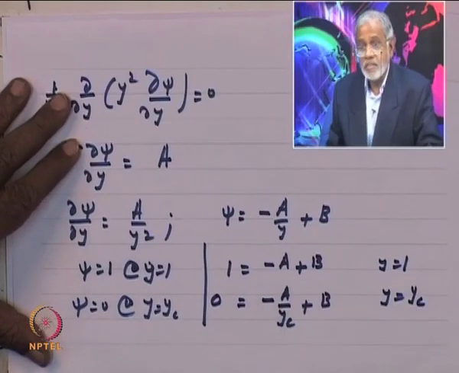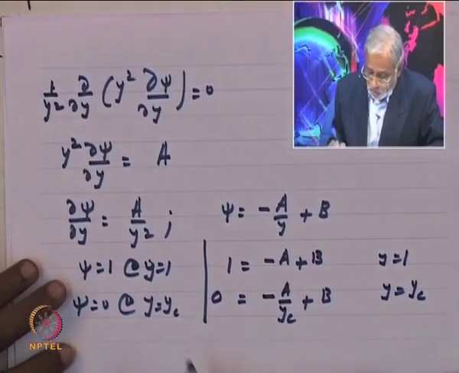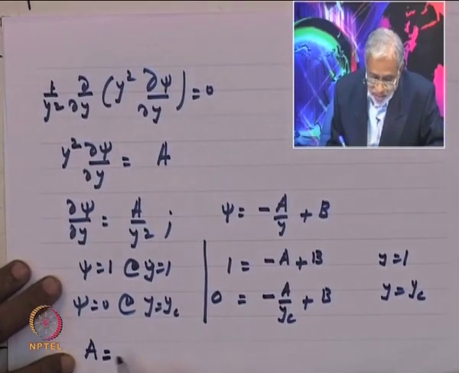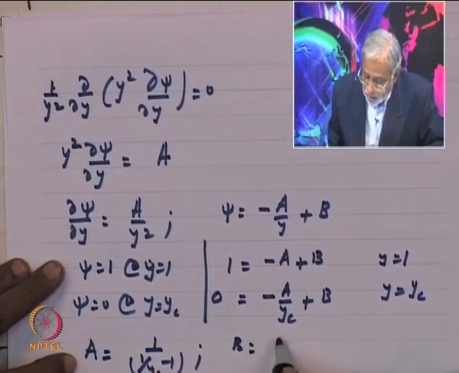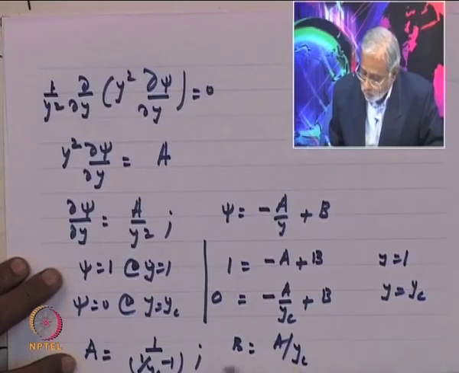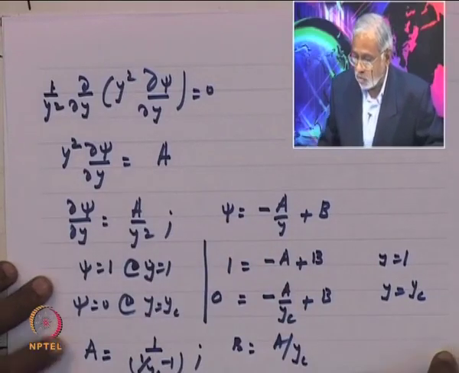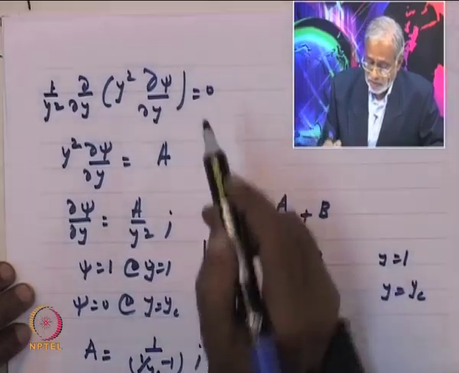So, you can find out what a and b are, and substitute. Very simply, I will just write the solution here, there is no need to go through this once again. 1 by y c minus 1 is a, and b equal to a by y c. Therefore, we can substitute for a and b and we can get the solution to this differential equation. So, I will write the final form.